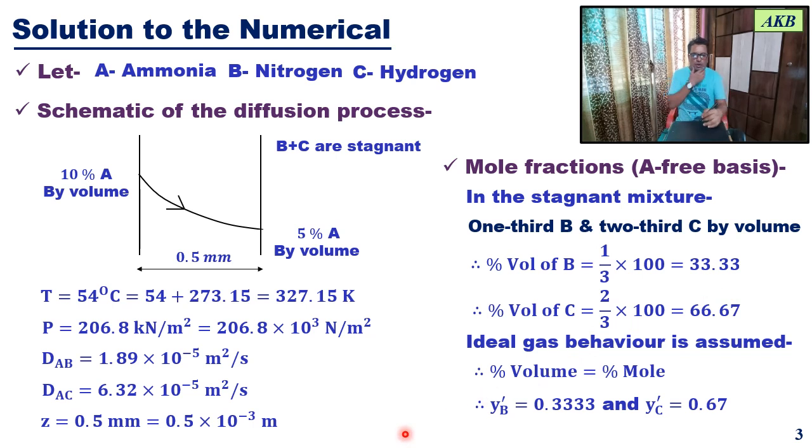Okay, so on this slide we have basically written the given things. We have changed them into appropriate units, and from the information about the contents of the stagnant gas mixture, we have found out y dash b and y dash c, because we need this in our calculation. So on this slide we have written all the given things, and now we know what is y dash b and y dash c. Okay, now let us move ahead.